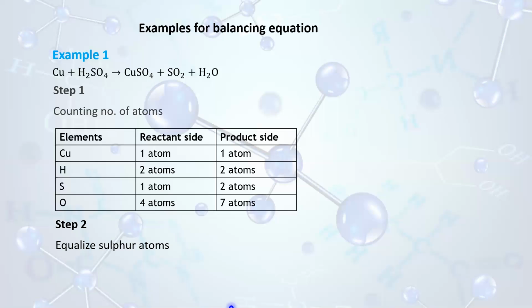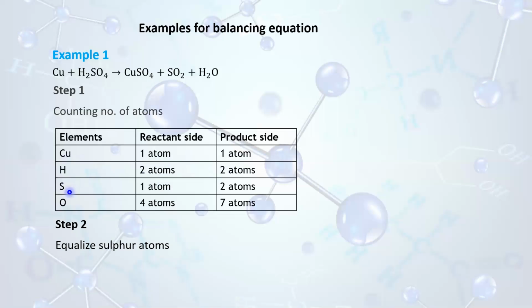That we are checking which elements are not balanced. See, copper on reactant side and on product side, 1 atom. So that is already balanced, need not to change it. Now comes hydrogen. Both the sides contain equal number of atoms. So that also need not be changed.